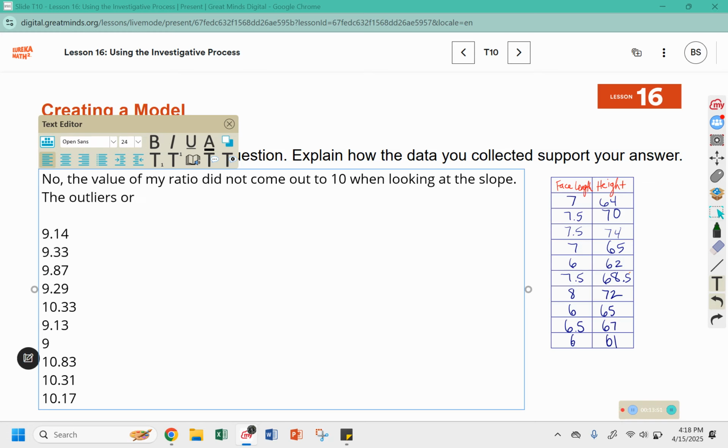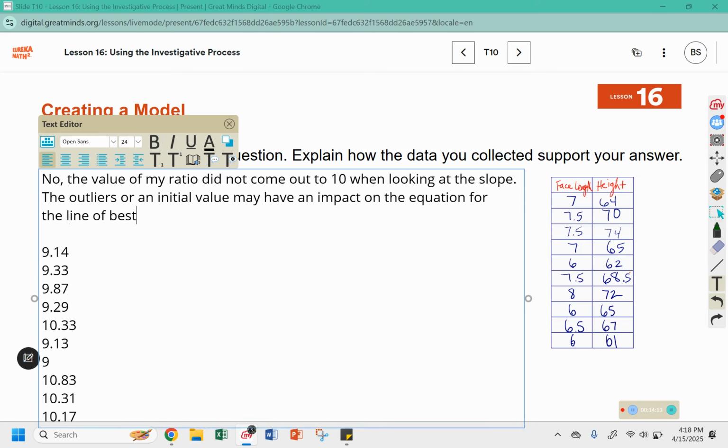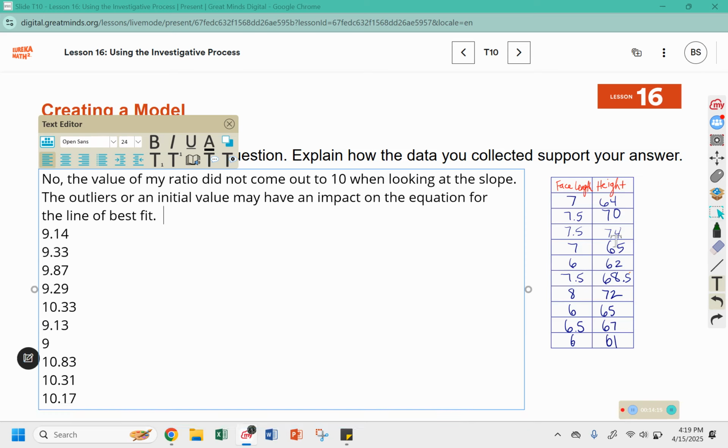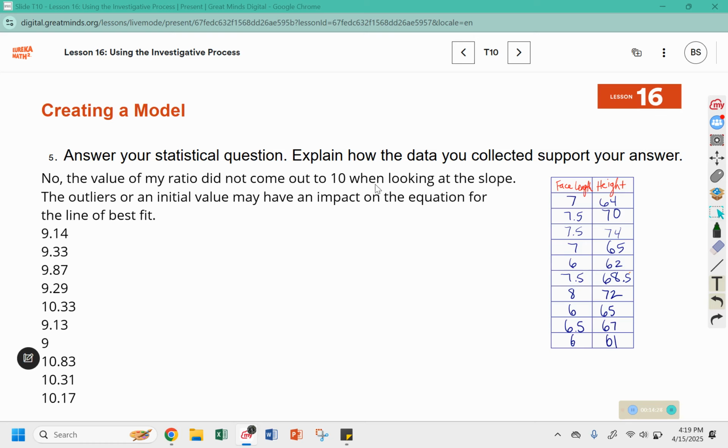Or possibly an initial value. They may be impacting the slope that we get. But you can see based on the division of the heights and the face length that it does come out to around 10. So perhaps I needed to look at a different display of the data.